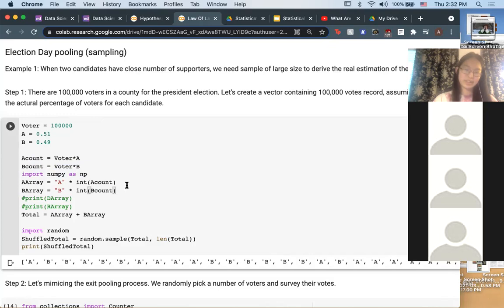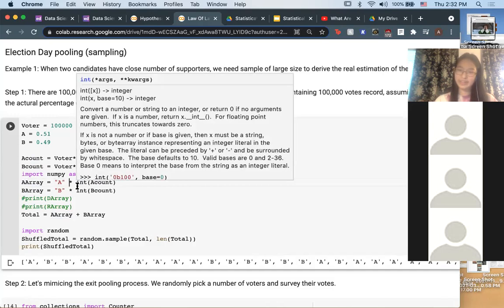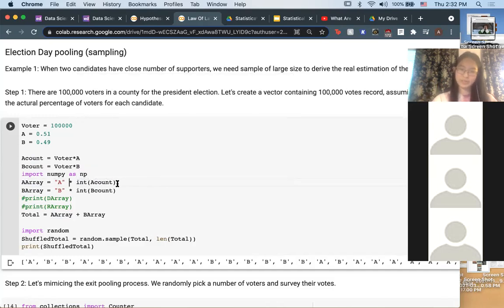But here, this is just a fun little Python thing. I don't think I introduced this to you before, but if you multiply a string by an integer, it will make multiple variations of that string. So if you have 'a' times 3, it'll give you 3 a's. So if you take 'a' times the amount of A people, you'll get that many a's, and then you can get that for that many b's. And if you add those together, you get this nice little list.